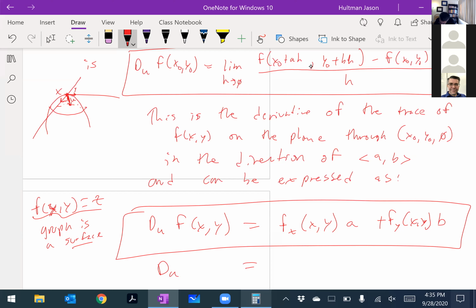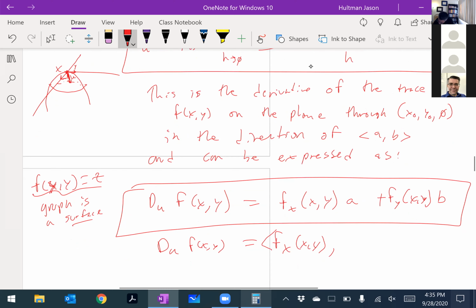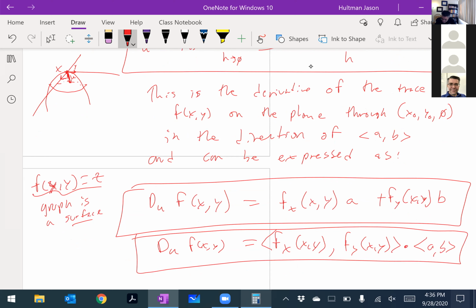Couldn't I rewrite this as du f of xy equals the dot product of fx xy, this is a vector, fx xy and fy xy, dotted with AB? Oh, that's kind of cool. That's the dot product. So we could think of it that way as well.